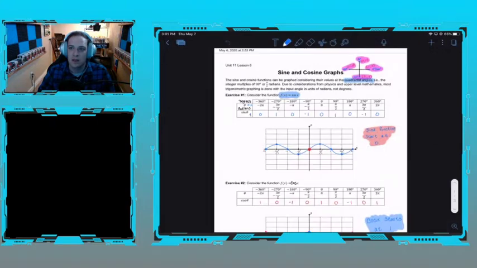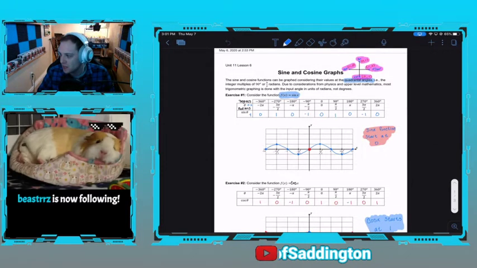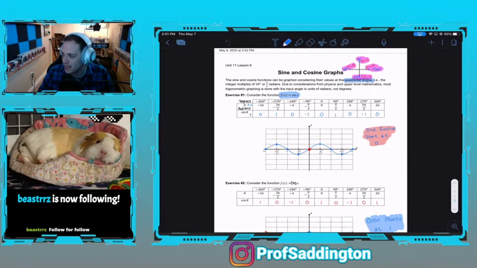So we are moving into page 2 for this Unit 11, Lesson 6. Looks like there is a majority of you guys still trying to get in right now. So I'll hold up. I think you guys are stuck watching ads.